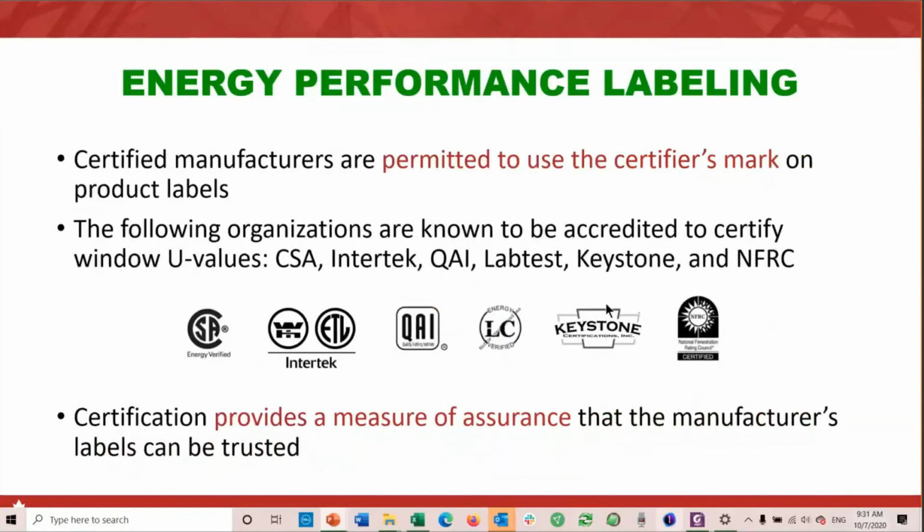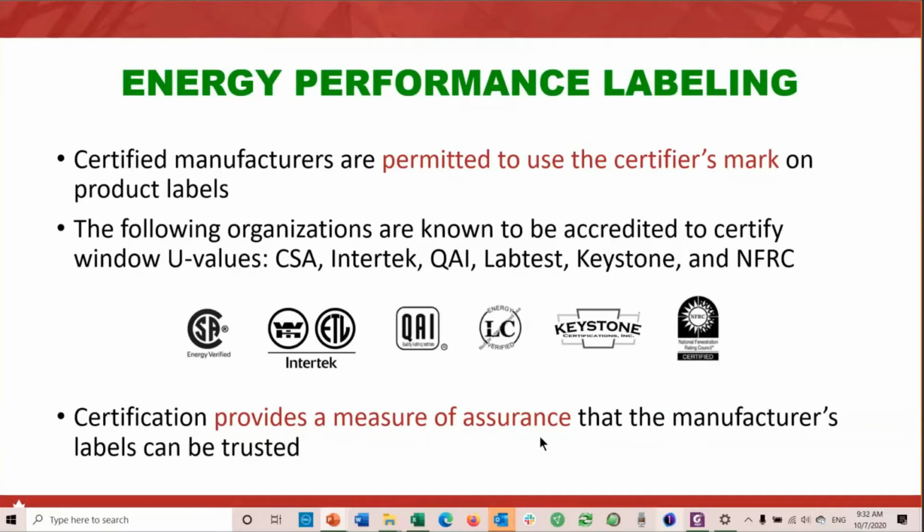When a manufacturer is enrolled with a certification organization, and only then, they are permitted to use, and in fact they're required to use, the certifier's mark on their product labels. The following organizations are known to be accredited to certify window U values in Canada today. We have CSA, Intertek, QAI, LabTest, Keystone, and NFRC, National Fenestration Rating Council.